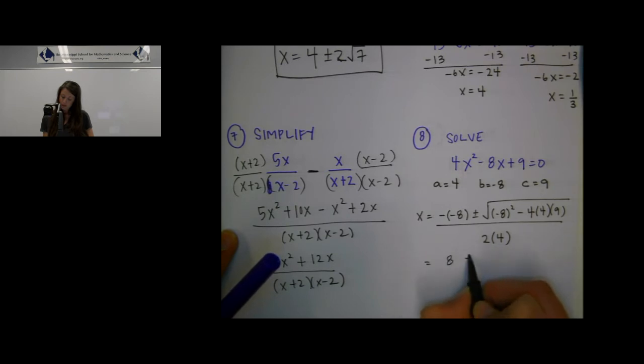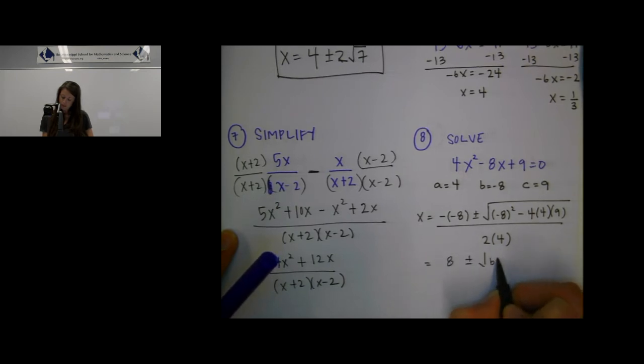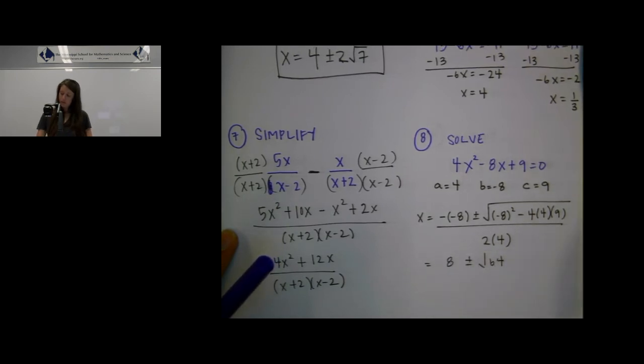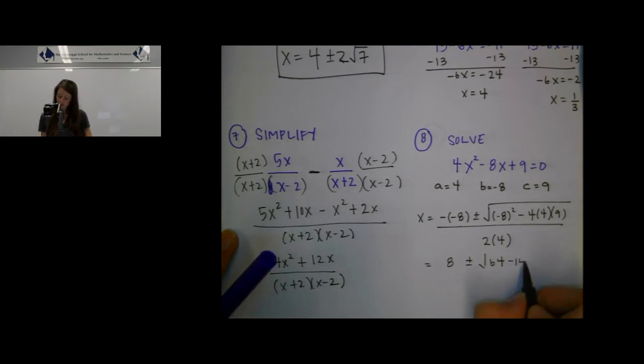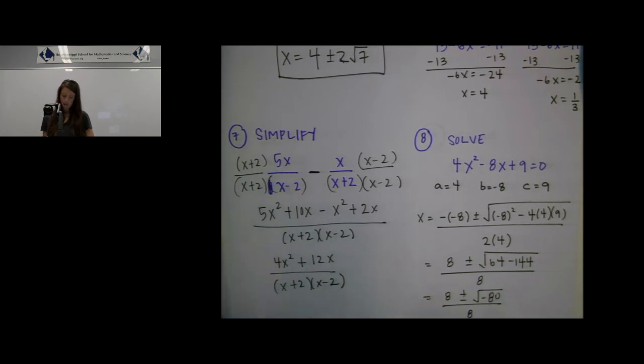So this will be 8 plus or minus the square root of 64. 4 times 4 is 16. 16 times 9 is a negative 144. All over 2 times 4, which is 8. So we'll have 8 plus or minus, which is going to be the square root of negative 80, all over 8 here.